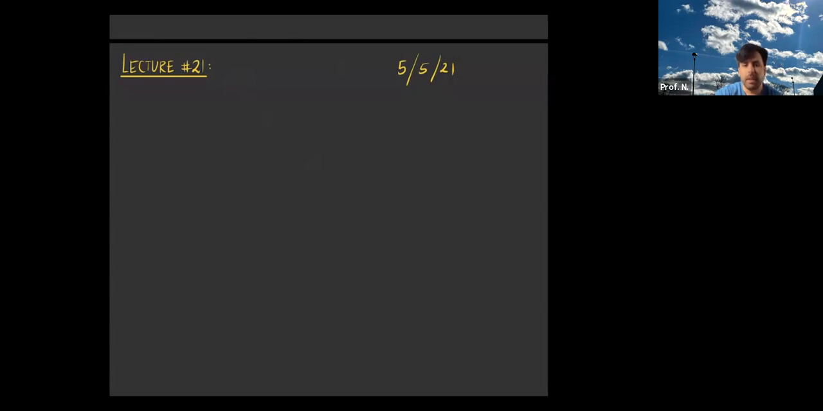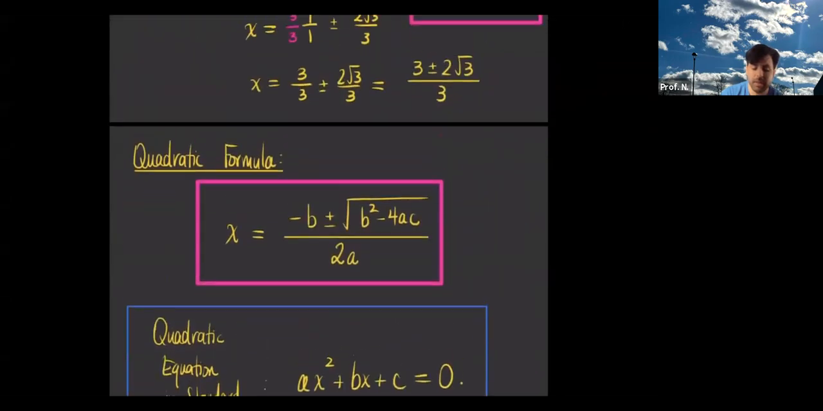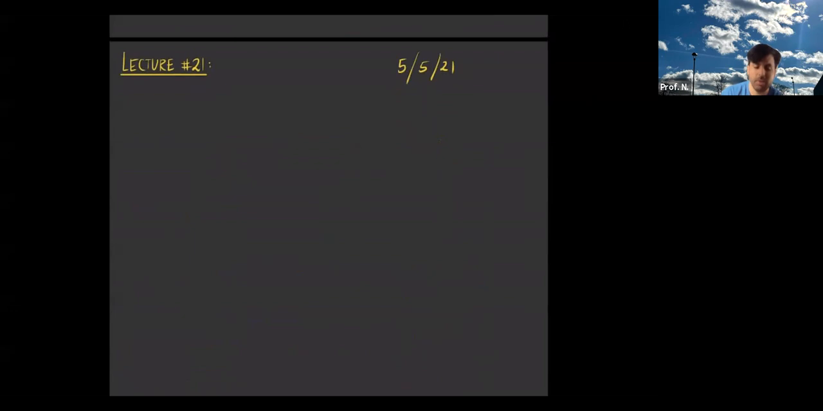Okay. So lecture number 21. We talked about quadratics. We talked about how to solve them using square roots, how to solve them using factoring, of course. And then we talked about completing the square. And then we left off on the quadratic formula. So I would like to do one problem using the quadratic formula.